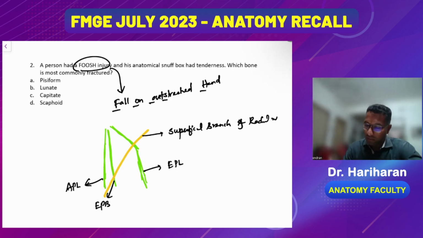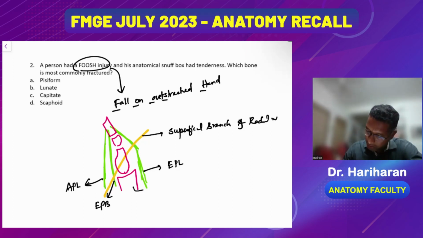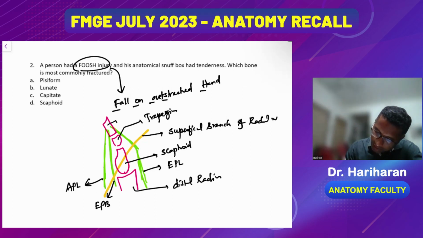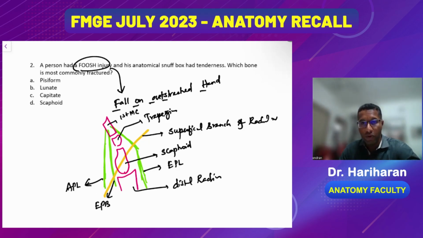This is the roof. If you take the floor of the anatomical snuff box, it is formed by the following bones: the distal radius, the scaphoid bone, a small part by the trapezium, and the first metacarpal bone. So this is the distal radius, this is the scaphoid bone, this is the trapezium, and this is the first metacarpal bone. All these bones lie in the floor of the anatomical snuff box.